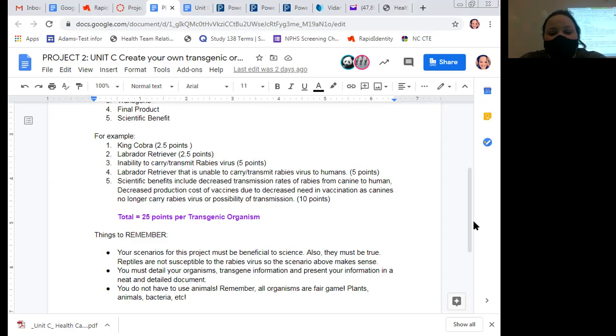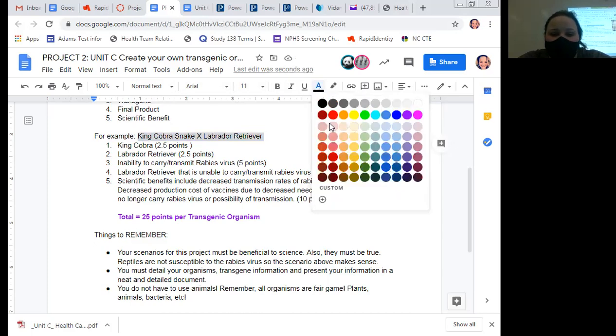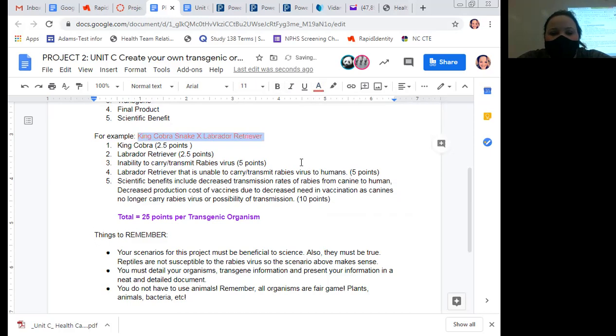And then I skipped one. You must detail your organisms, transgene information, and present your information in a neat and detailed document. If you want to number yours like this, 1 through 5, you can. And then, of course, you can label this just like I'm doing here. King cobra snake crossed with a Labrador retriever. Okay, and that tells me what your organism is. And if you want to make them a cool color, that's fine with me. I'm going to make this one pink because that just was easy to find.